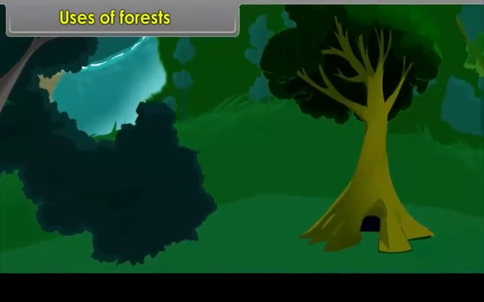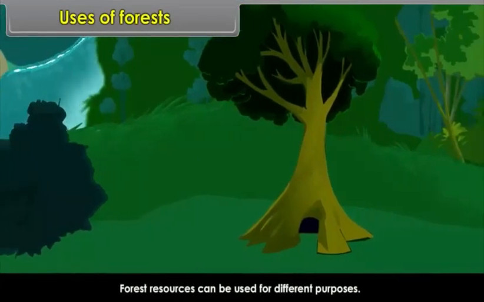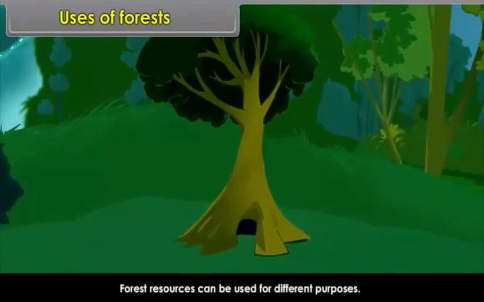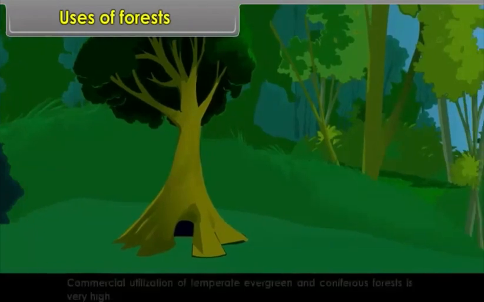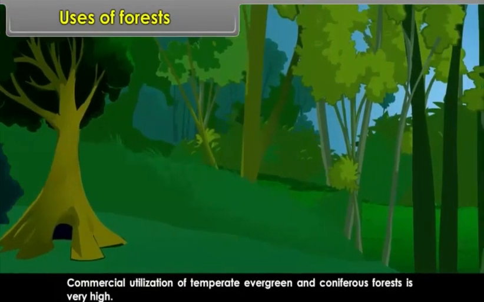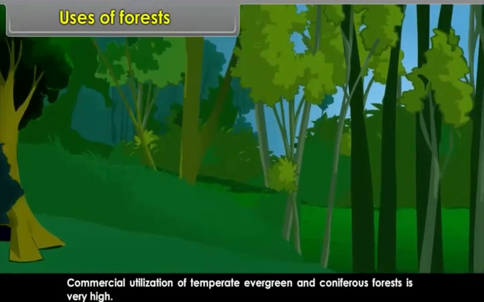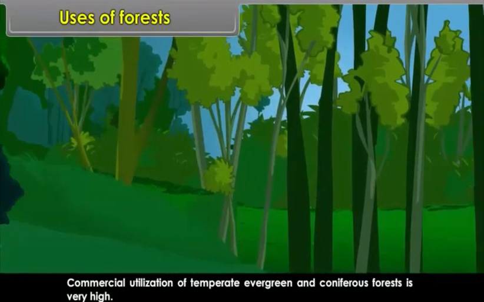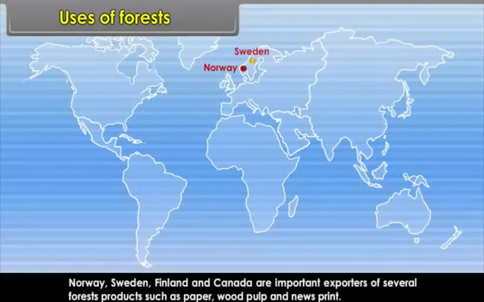Uses of forests. Forest resources can be used for different purposes. Commercial utilization of temperate evergreen and coniferous forests is very high. Norway, Sweden, Finland and Canada are important exporters of several forest products such as paper, wood pulp and newsprint.